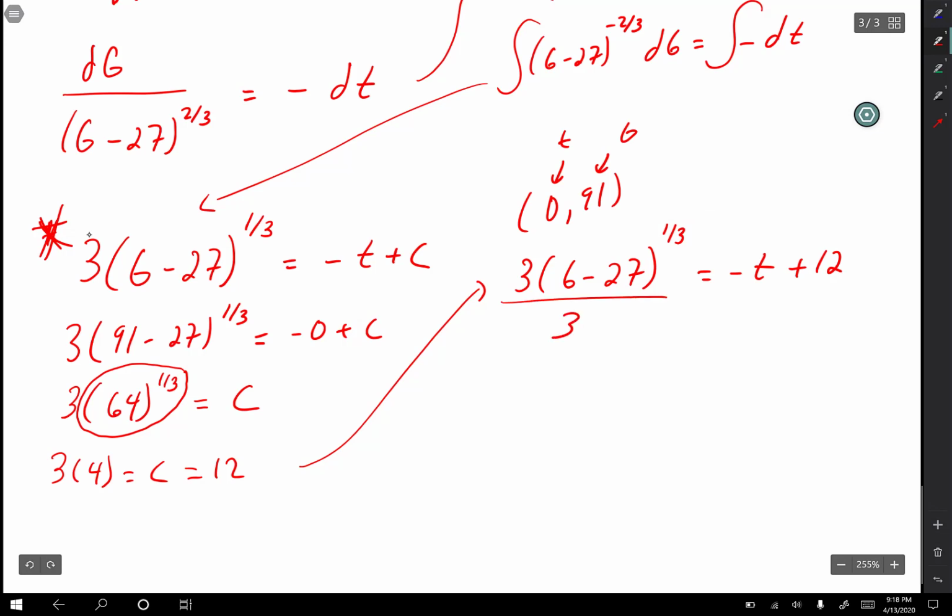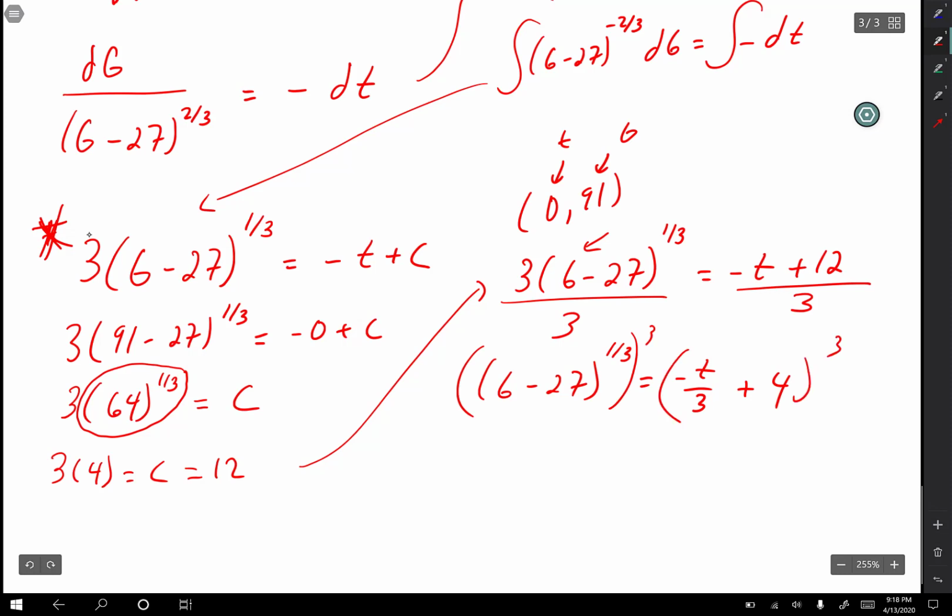So I'm going to divide by 3. They want you to solve for g, guys. Divide by 3. So (g minus 27) to the 1/3 equals negative t over 3 plus 4. And then I'm going to raise this to the 3rd power. So g minus 27 equals, and then leave this, negative t over 3 plus 4 raised to the 3rd power, and then just move the 27. So g of t equals (negative t over 3 plus 4) to the third power plus 27.